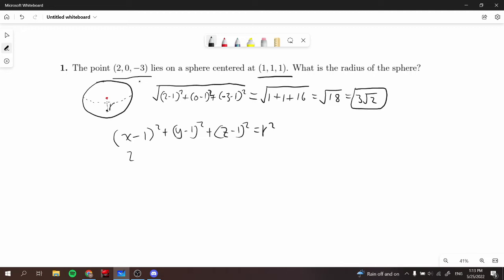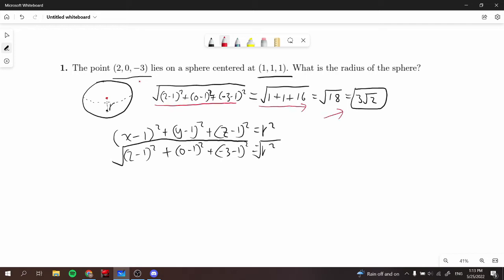So, alright, 2 minus 1 squared plus 0 minus 1 squared plus -3 minus 1 squared, equals r squared. Square root both sides. And you'll see that it's exactly the same thing as we did up here. Right? And we result in the same result. But it's two different ways to think of this.